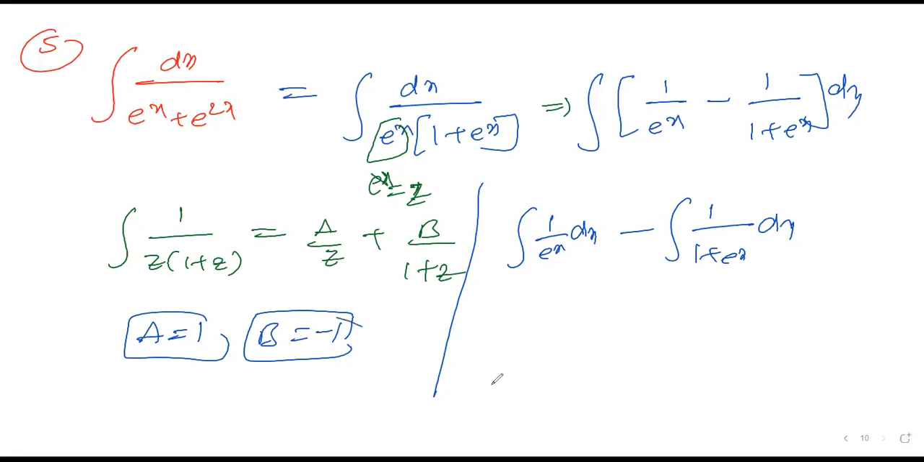This question I'll copy in the next page and continue that. So integration 1 by e power x dx minus 1 by 1 plus e power x into e power x dx.